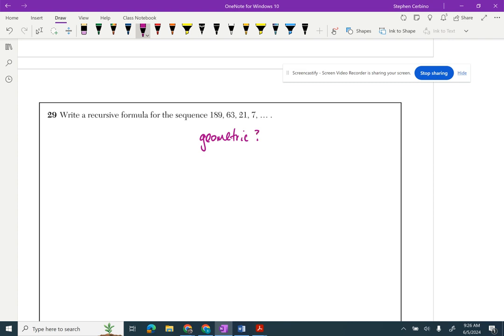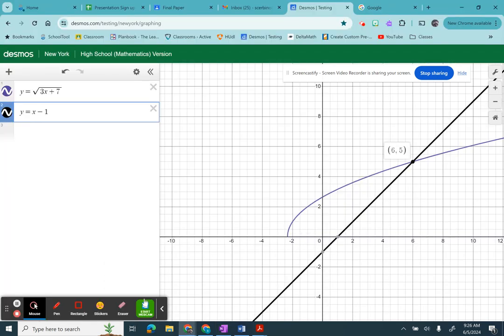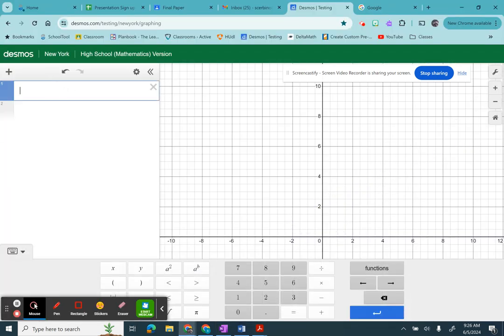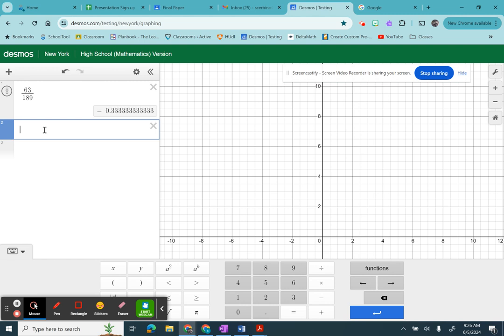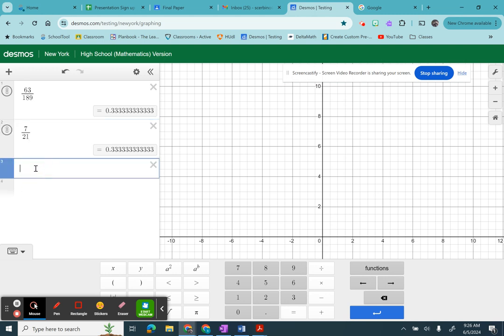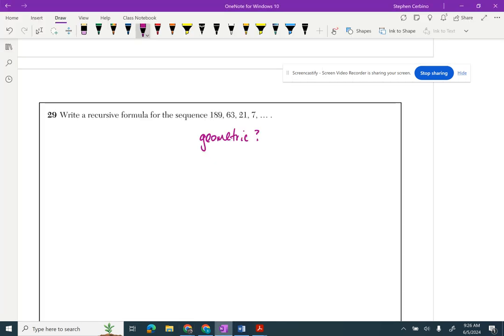Well, to determine if it's geometric, I'm going to do some division. So let's do some dividing to see what we have here. So if I divide the second term, 63, by the first term, 189, I get 0.3 repeating. And then I'll pick a different set of terms that are next to each other. 7, that would be the fourth term, divided by the third term, I get 0.3 each time. So basically, I could take any term of this sequence, like 21, and I can multiply it by 1/3, which is what 0.3 repeating is, and I can get the next term. So the basic rule of this function is every term is created by multiplying the previous term by 1/3.